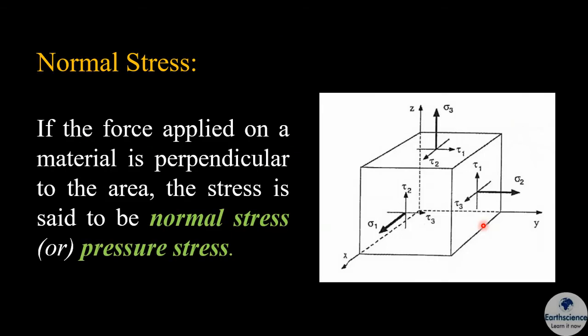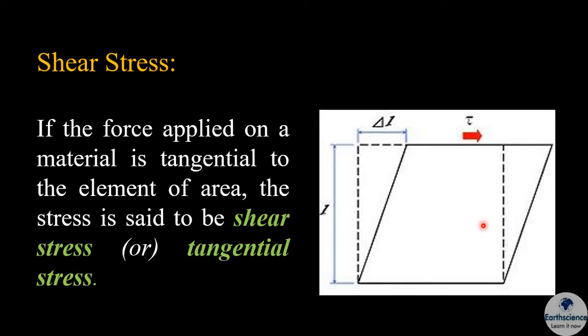Stress is of two types, basically normal and shear. If the force is perpendicular to the plane of the material that is affected by the stress, it is known as normal stress or pressure stress. If the force applied on a material is tangential, that is known as shear or tangential stress.